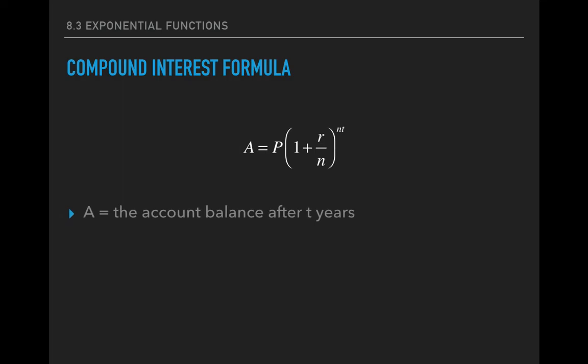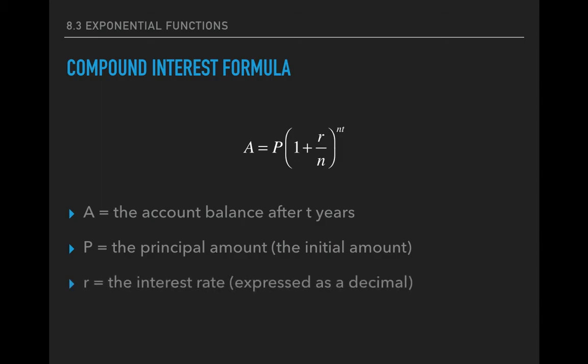The A is the account balance after t number of years. The P is going to be the principal amount, or the initial amount invested. The r is the interest rate, and you would need to express that as a decimal. And the n is the number of times that the account is compounded in a year, how many times the interest rate is applied.